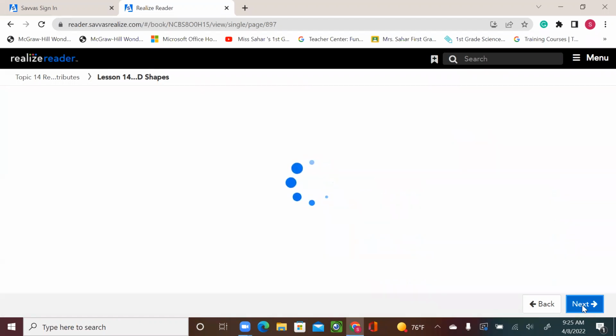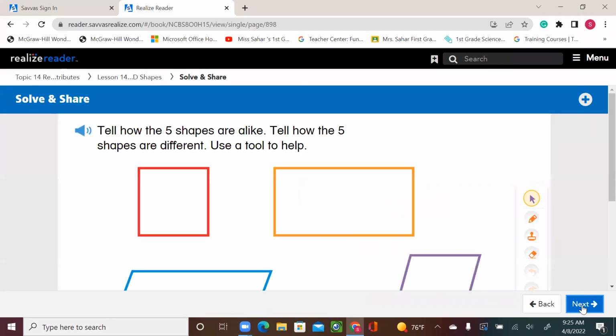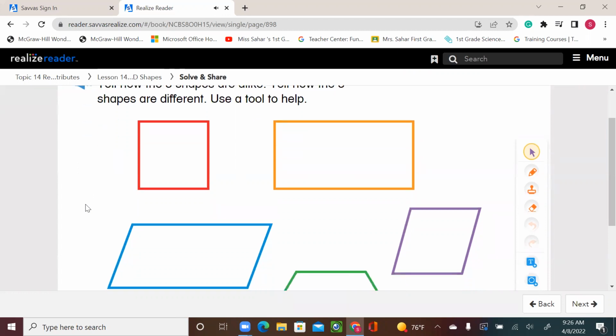In this lesson, we're going to learn about how to define a shape, how to give a description, and how to organize or recognize shapes. You can do it by the number of vertices and number of sides. You can also decide by length, color, or overall size of the shape. So let's see what we have. Tell how the 5 shapes are alike. Tell how the 5 shapes are different. Use a tool to help.